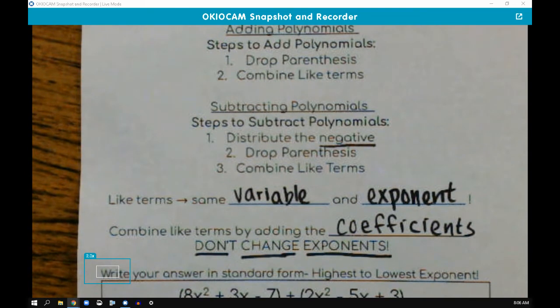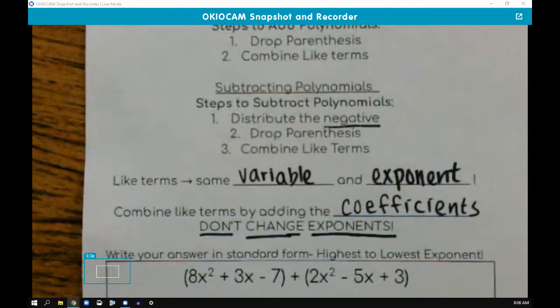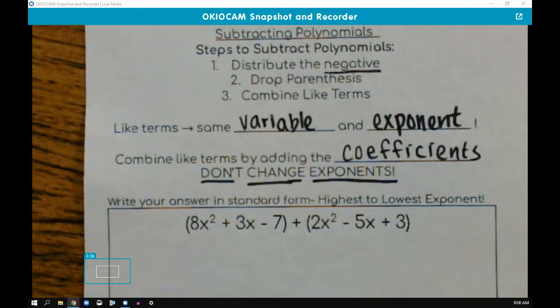Okay, and then the last thing here is we are still always, for this entire unit, going to write our answers in standard form, which is our highest to lowest exponent. Any questions right now?